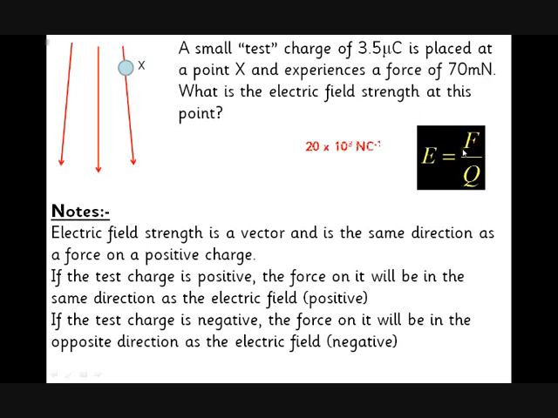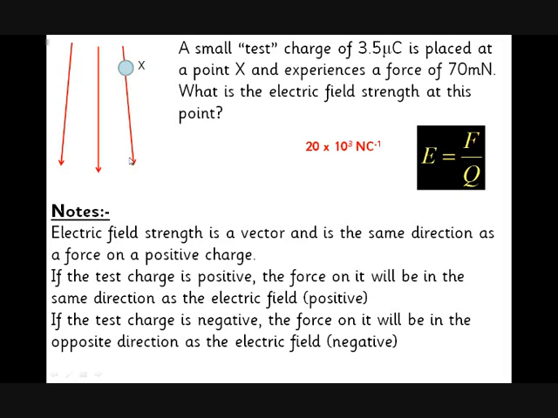If you just go F over Q, you can shove that in your calculator. You should have 20 times 10 to the 3. So a nice simple question to start you off. But more importantly, some notes. Electric field strength is a vector, so you will always have to consider direction. You might have to state direction. So in my case here, it would be downwards.